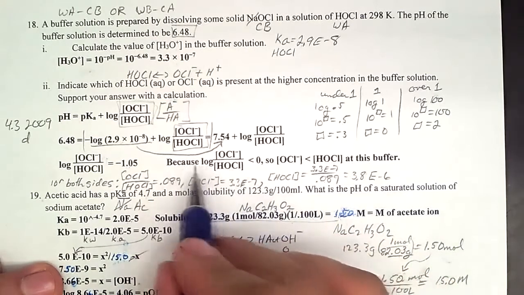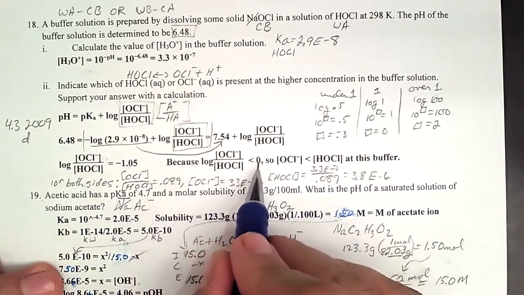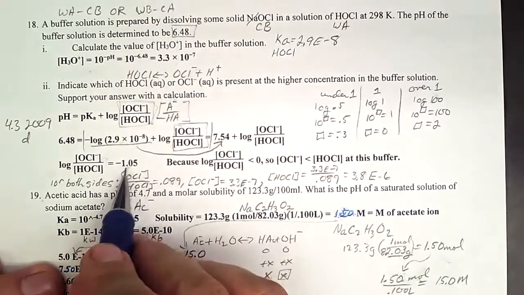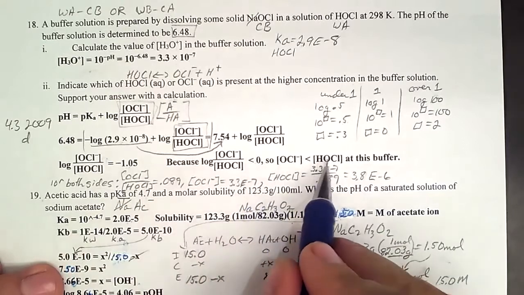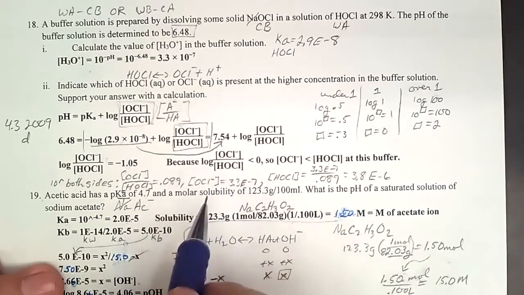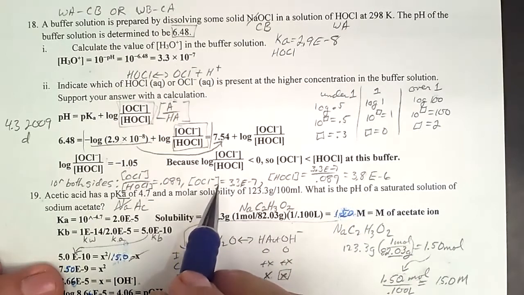But make a statement, because log of this is less than 0. The only way to get a negative answer for a log less than 0 is if this is greater than that, if the whole value of the fraction is less than 1, this is greater than that, which means the whole value is less than 1.